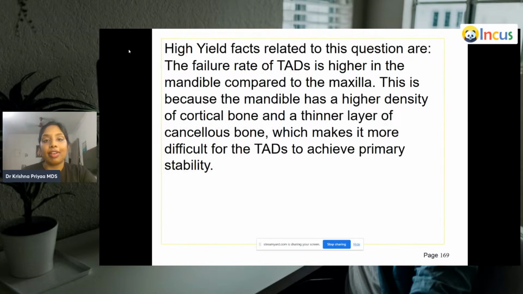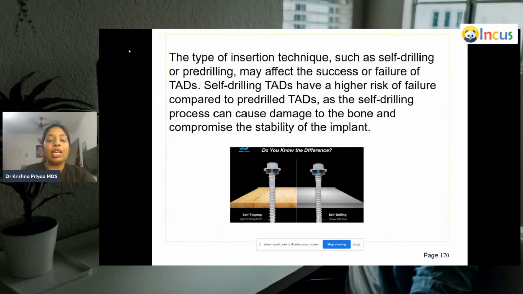Some of the important facts that you have to take home from this MCQ is that the failure rate of TAD is higher in mandible when compared to maxilla because of the high density of cortical bone and a thinner layer of cancellous bone, which makes it more difficult for the TAD to attain its primary stability. Also, based on insertion technique, there is something called self-drilling or self-tapping. We have to understand the difference between them. The self-drilling process can cause damage to the bone and compromise the stability of the implant as well.